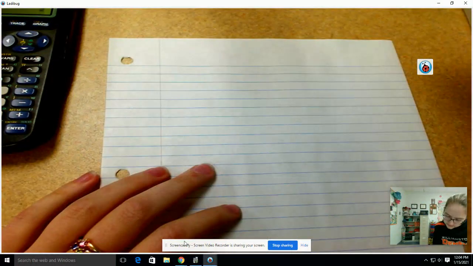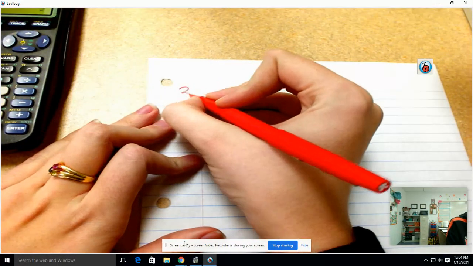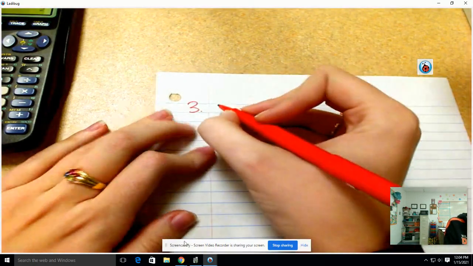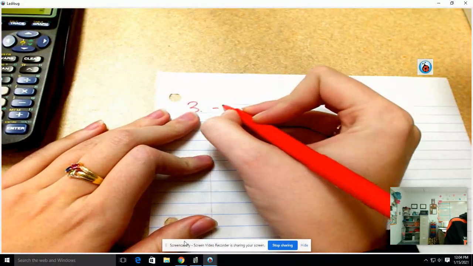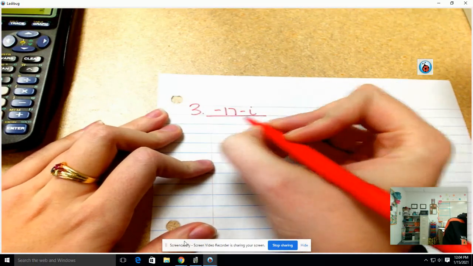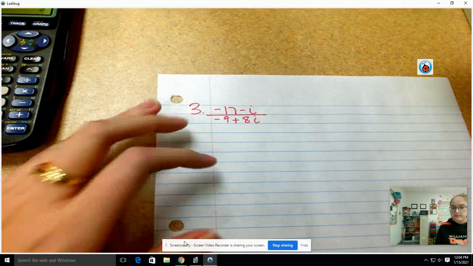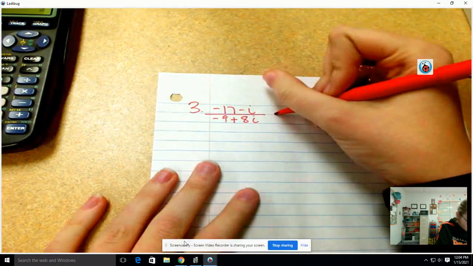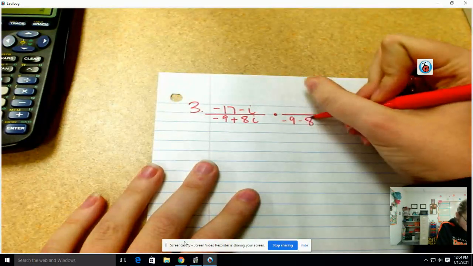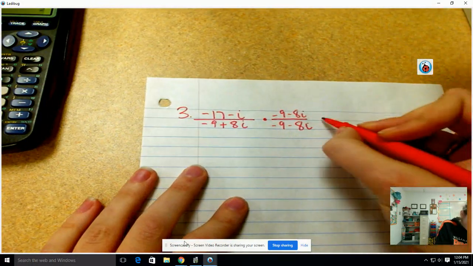All right, let's go ahead and we will do one more example together, and then I'll have you try one on your own. We're going to have negative 17 minus i over negative 9 plus 8i. First step, multiply by the conjugate of the bottom. Negative 9 minus 8i, negative 9 minus 8i.